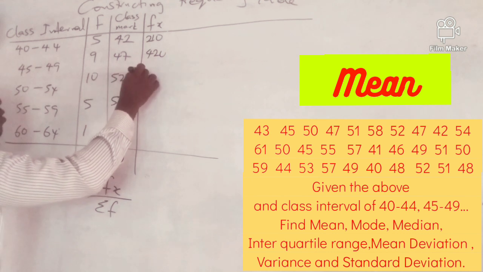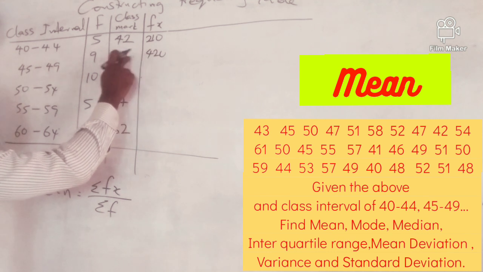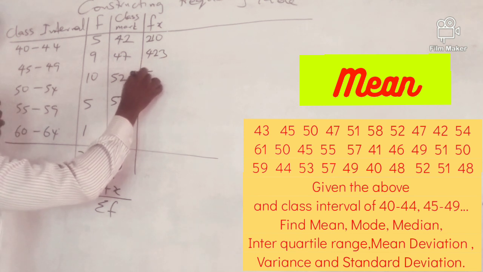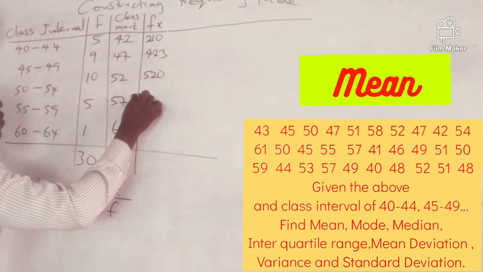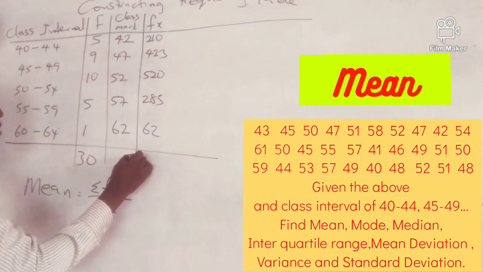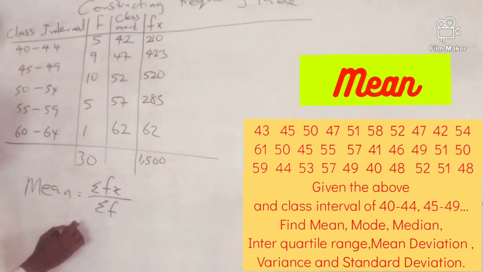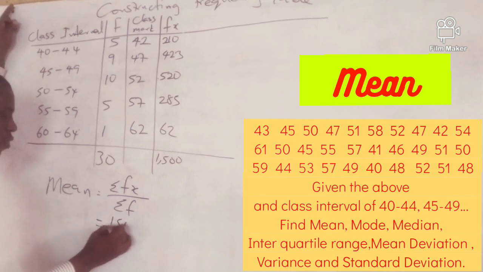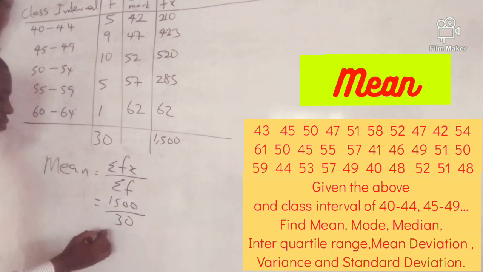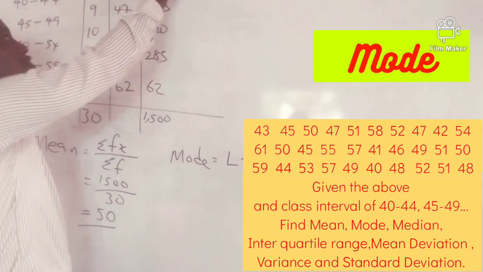420, then 423, 520, 285 and 62. And when you add together, you have 1,500. So 1,500 over 30. Your mean is 50. Beautiful.